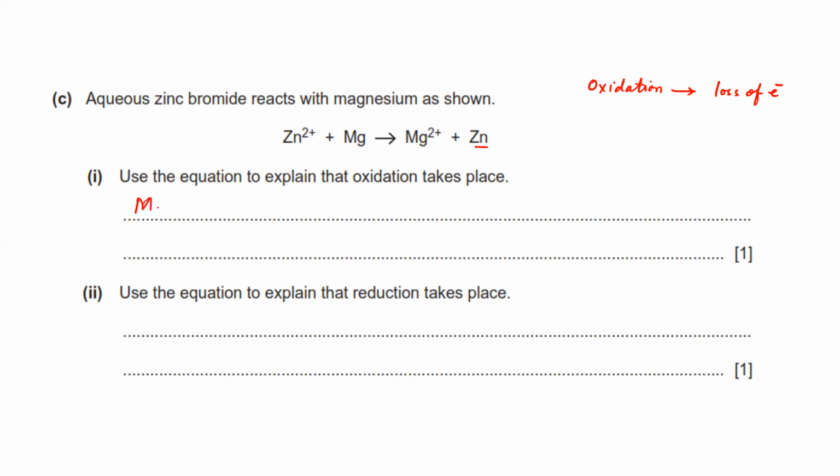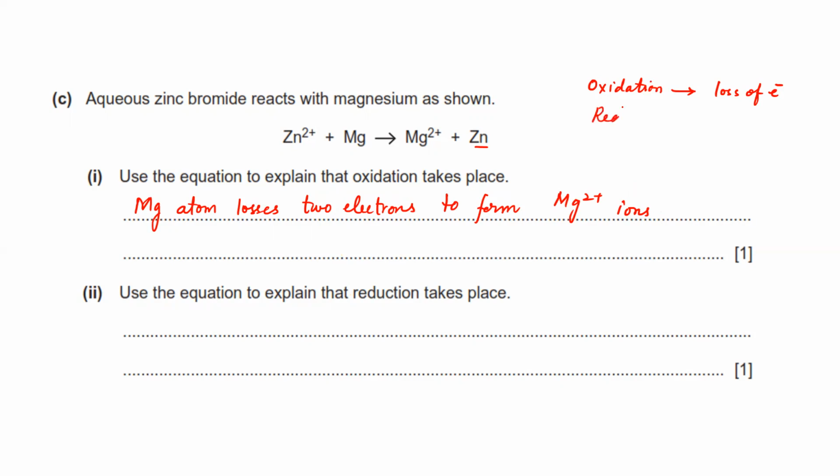So magnesium Mg loses, or you can say magnesium atom loses 2 electrons to form Mg 2 positive ions. Okay, so this is how oxidation goes. Equation to that reduction.